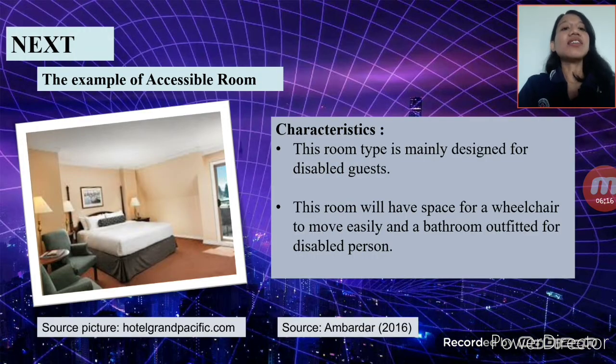The characteristics of accessible room are: first, this room type is mainly designed for disabled guests. The second is that this room will have space for a wheelchair to move easily and a bedroom outfitted for disabled persons. As you can see in the slide, there is an example picture of an accessible room.